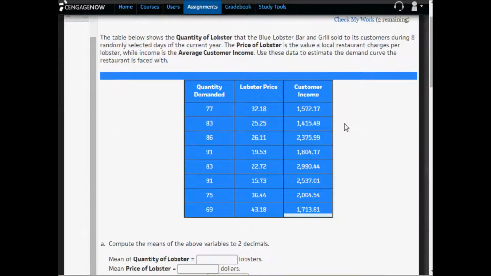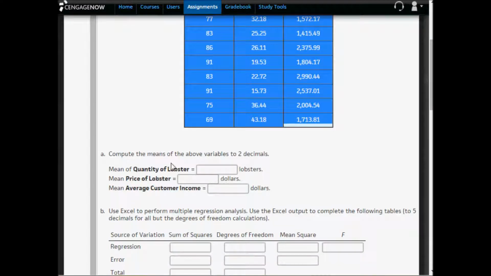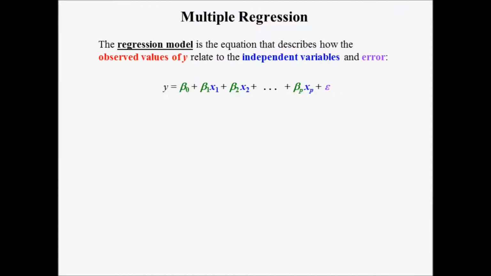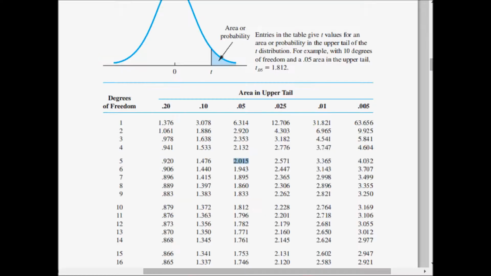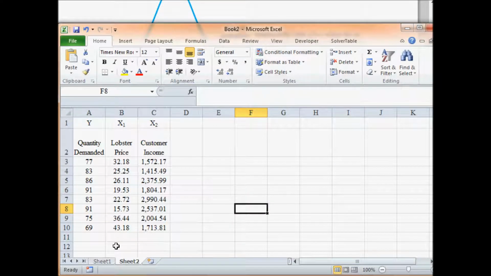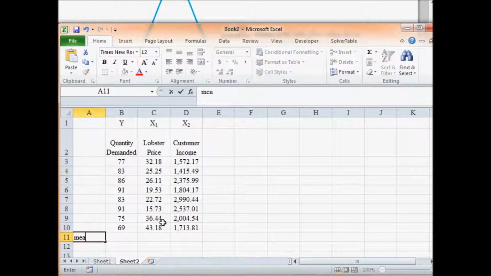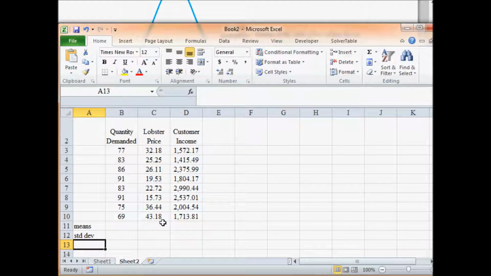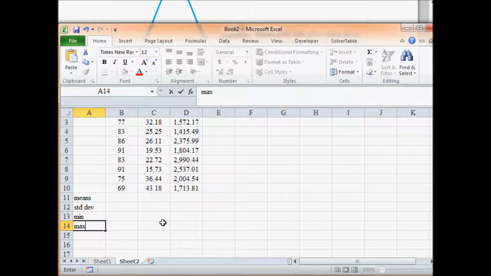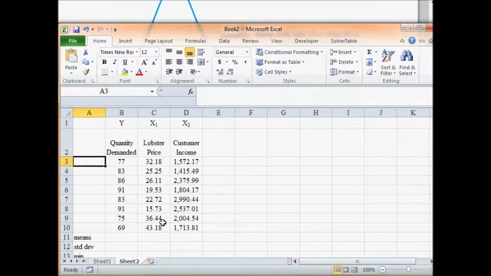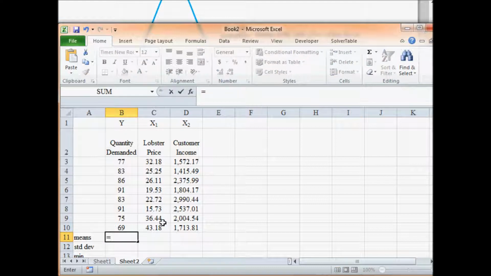Now, going back to Cengage Now, the first question is to compute the means of the above variables to decimal places. So I'm going to calculate the means. Maybe I'll insert a column here. I'll put means, and I'll put standard deviations, min and max. Usually when you summarize data, you calculate the averages, the standard deviations, and then the maximums and the minimum.